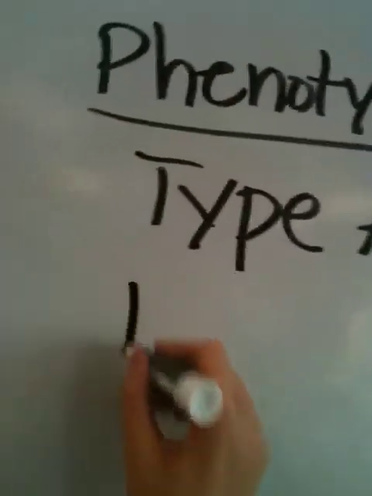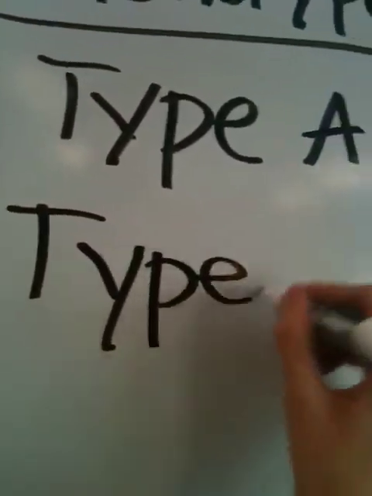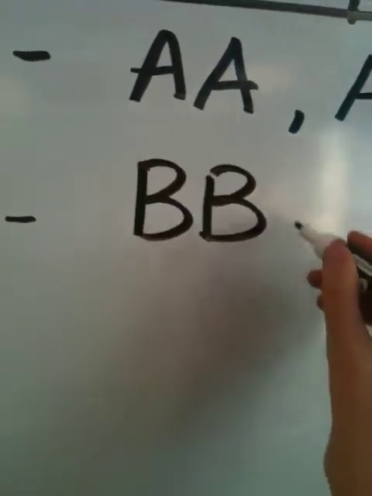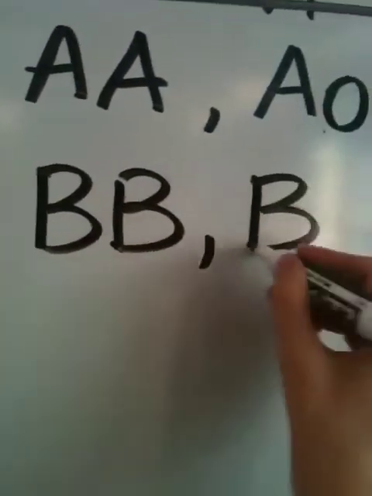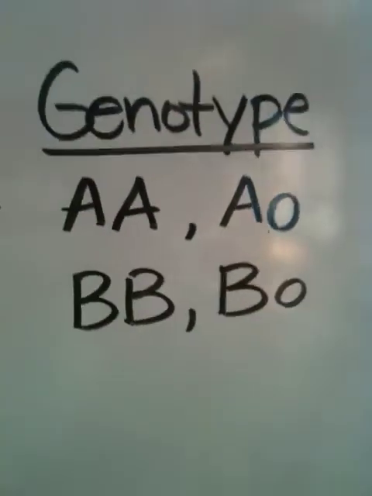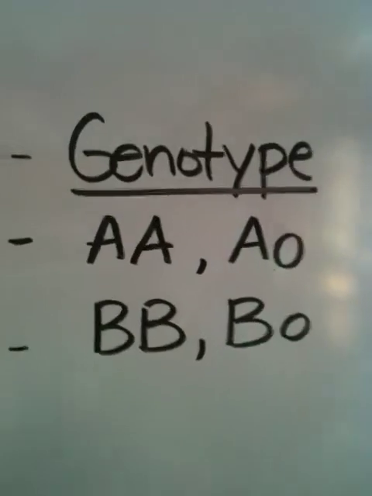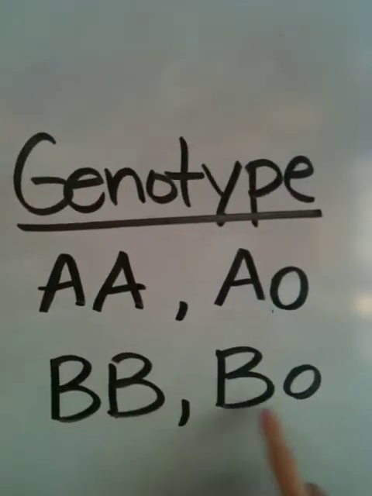Okay? Now, let's say you have type B. Then you would have big B, big B, or you could also have big B, O. And yes, I know kids love to say BO, but so it could be a big B, big B, or a big B, little o.